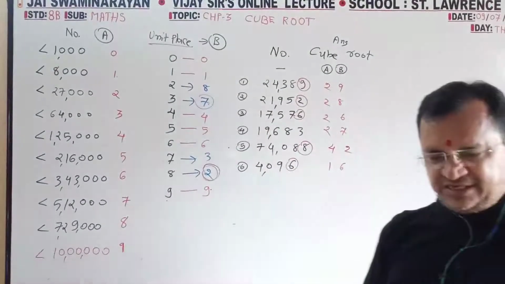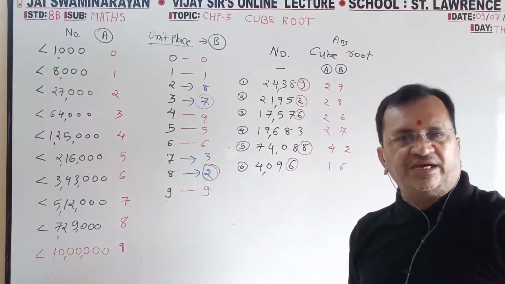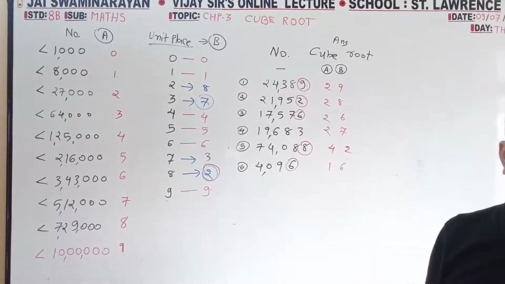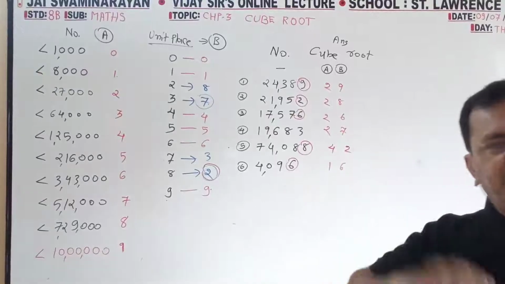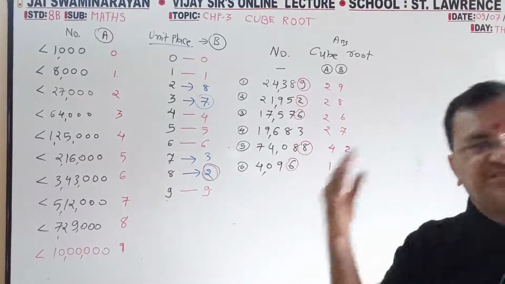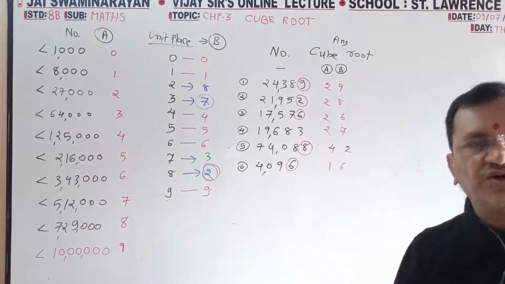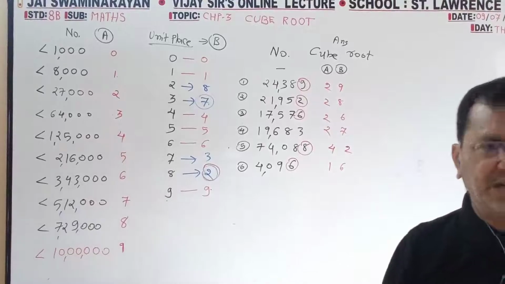Now check your answer, whether it is correct or not. A I have taken from the first group, B I have taken from the second group. For 1 it is 1, 0 to 0. For 2 I have written 8. For 8 I have written 2. For 7 I have written 3. For 3 I have written 7. 4 will remain 4. 5 will remain 5. 9 will remain 9.